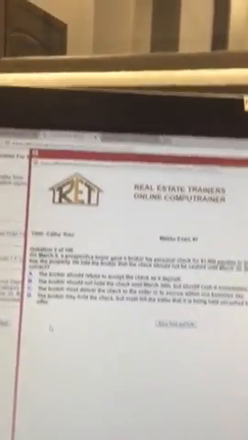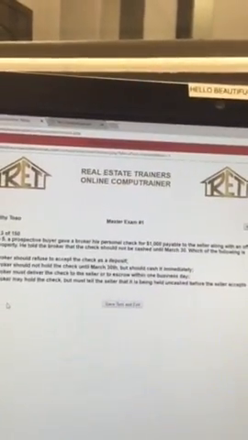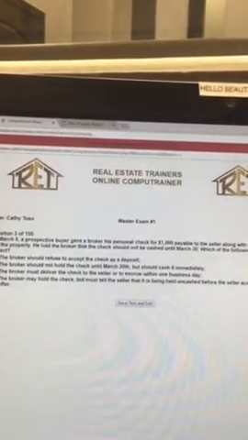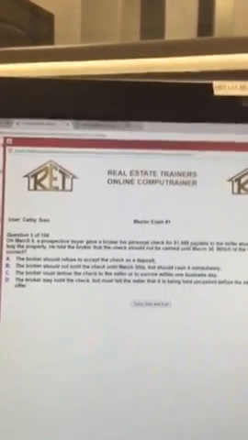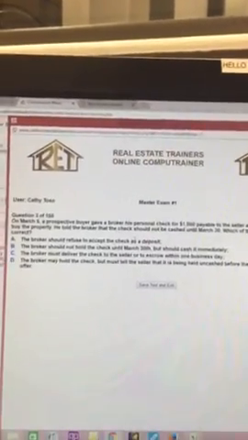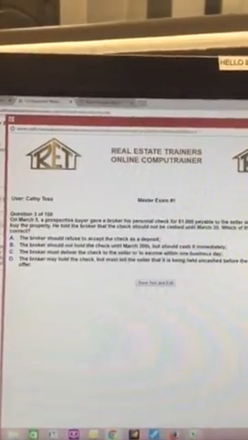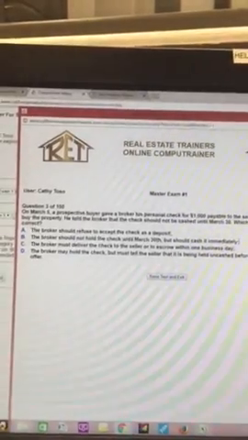Question 3: on March 5th, a prospective buyer gave a broker a personal check for $1,000 made payable to the seller along with an offer to purchase property, but he told the broker he had to keep the check uncashed. So should the broker refuse the offer? No, we can accept a check as a deposit. Should the broker not hold the check but should cash it immediately? No, we have to follow the buyer's instructions.